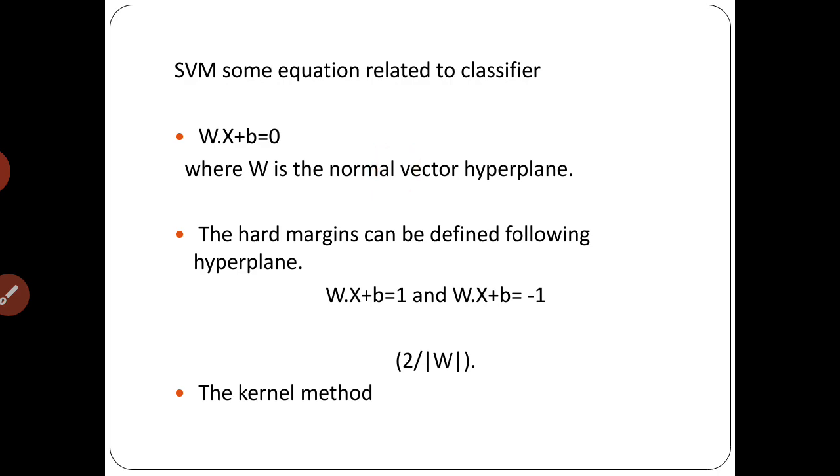And next one is the hard margin. The hard margin can be defined by the following hyperplanes. Here I'm using two equations. The first one is w dot x plus b equal to 1 and w dot x plus b equal to -1. As well, the width of the hard margin is 2 divided by w, okay, 2 divided by w here.